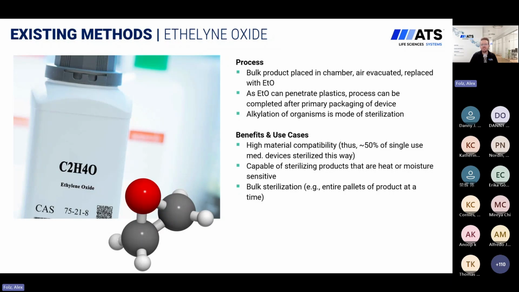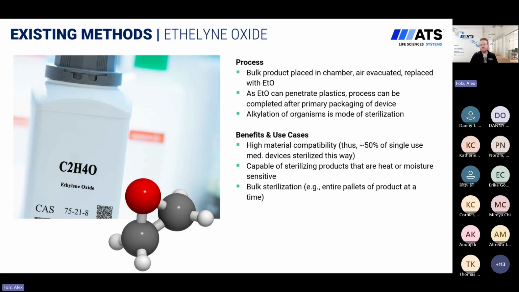And alkylation of organisms is the mode of sterilization, right? It's really replacing a hydrogen atom with an alkyl group in the organism and rendering it unable to replicate. So some of the benefits and use cases here is the high material compatibility. So at the moment, about 50% of single-use medical devices are sterilized this way. Comes out to about 20 billion. So a significant amount of devices that are sterilized with ethylene oxide.